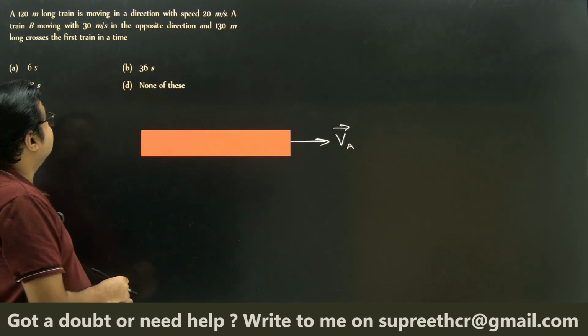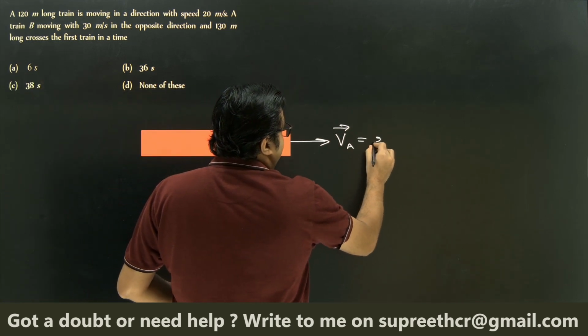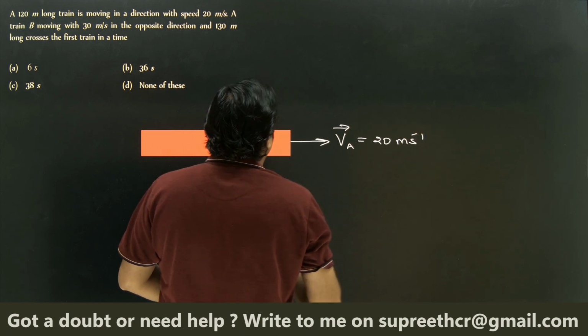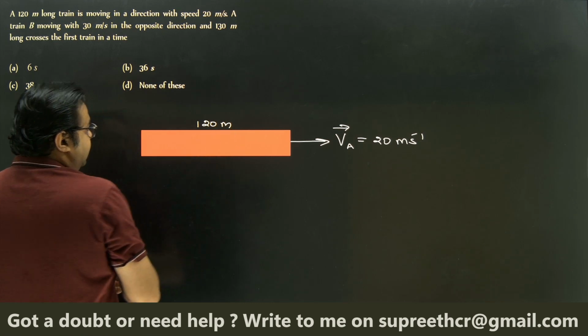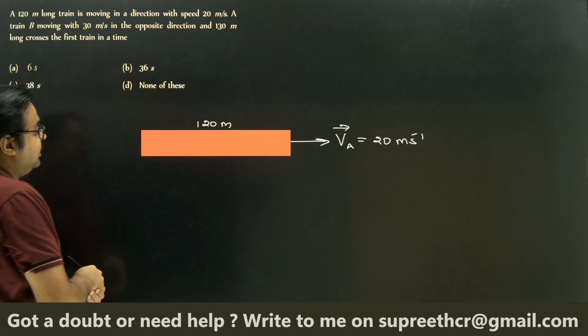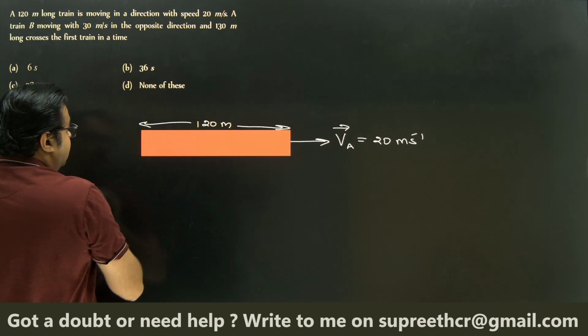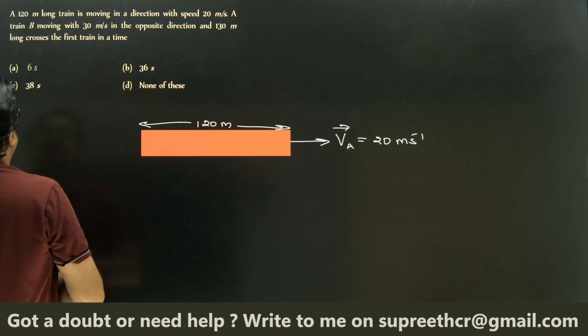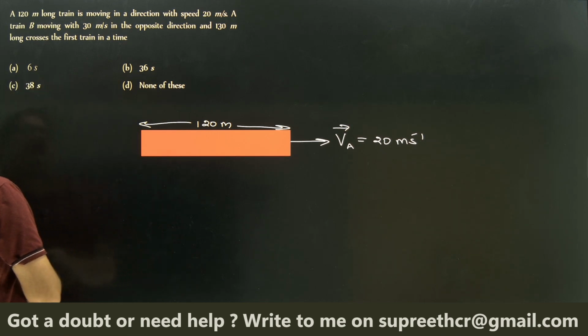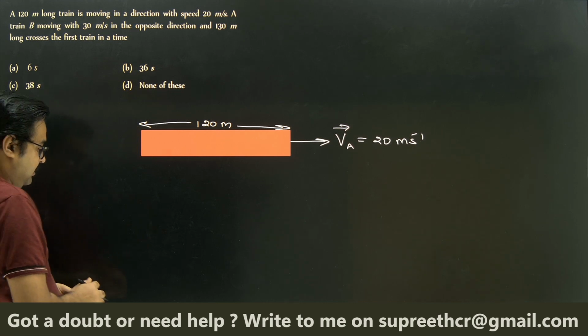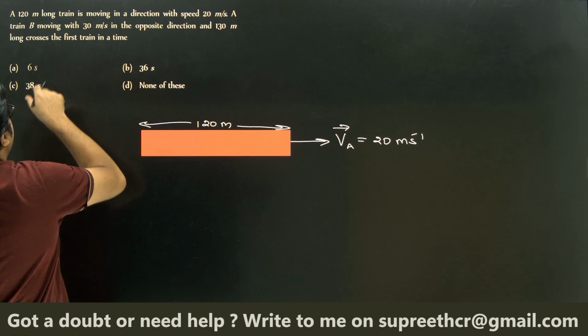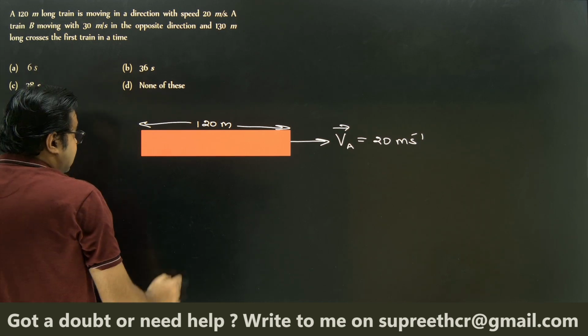Let me write that velocity as VA, and that is 20 meter per second. It's a 120-meter long train. The question goes ahead and says a train B is moving with 30 meter per second in the opposite direction, and 130-meter long it is. So let's think about it.